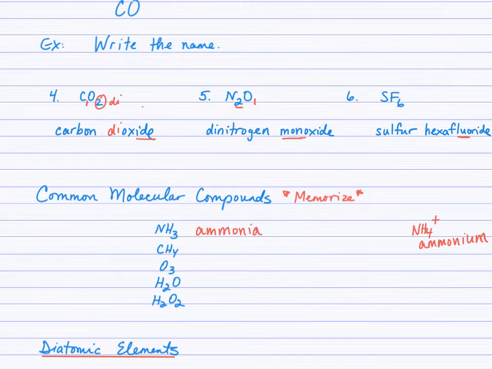CH4 is our smallest hydrocarbon. It is the gas that makes up natural gas in your furnace and the gas jets in our classroom, and CH4 is known as methane. O3 is ozone, which you may have discussed or will in the climate change unit. We all know H2O as water and H2O2 as hydrogen peroxide.